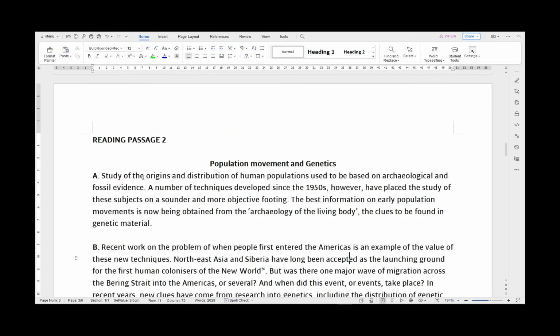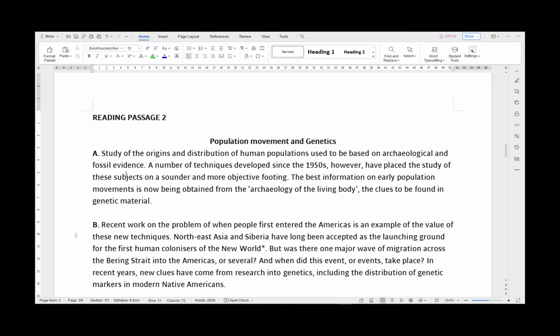So let's start with paragraph A. Study of the origins and distribution of human population. I'm going to highlight that. Used to be based on archaeological and fossil evidence. A number of techniques developed since the 1950s, however, have placed the study of these subjects on a sounder and more objective footing, which pretty much means that they're having a stronger and more unbiased basis. The best information on early population movement is now being obtained from the archaeology of the living body, the clues to be found in genetic material.